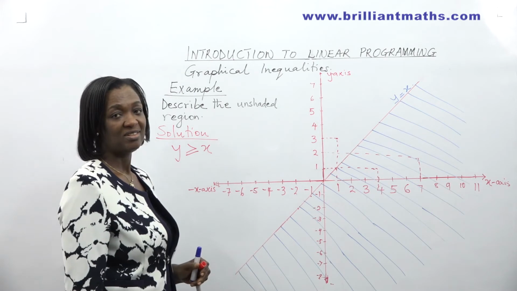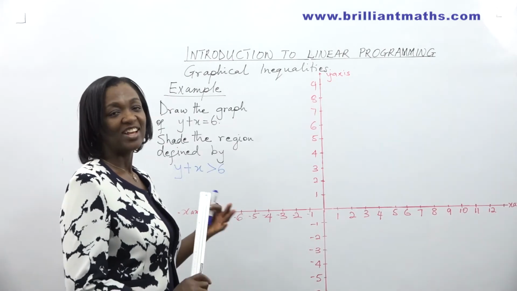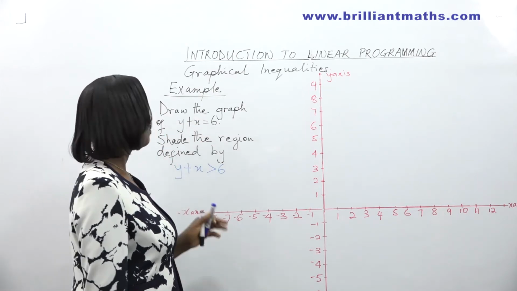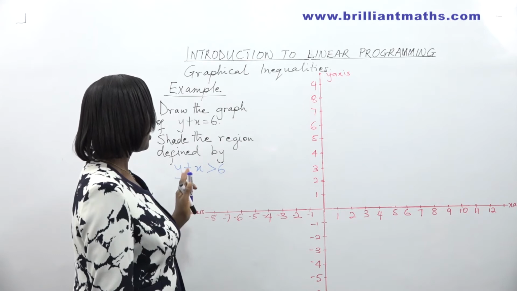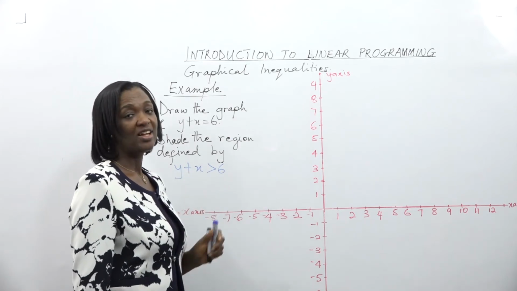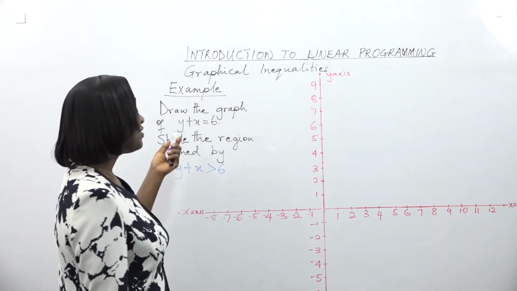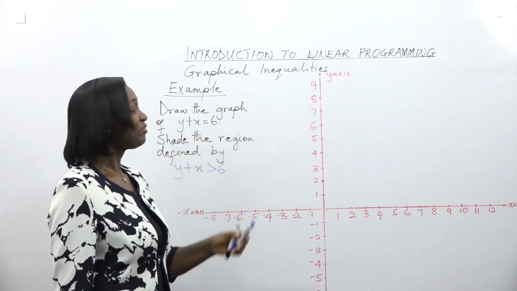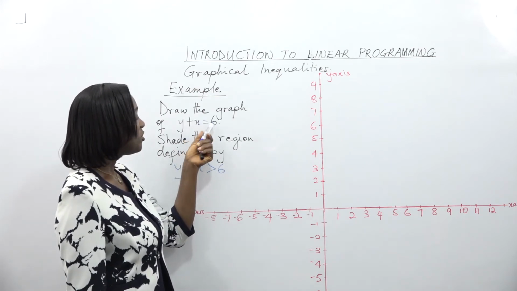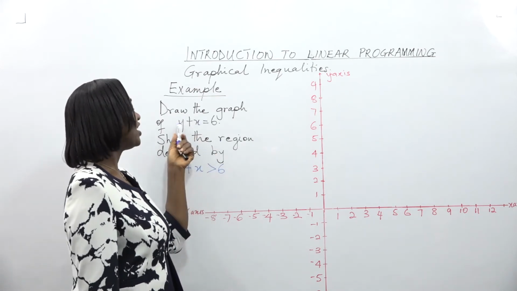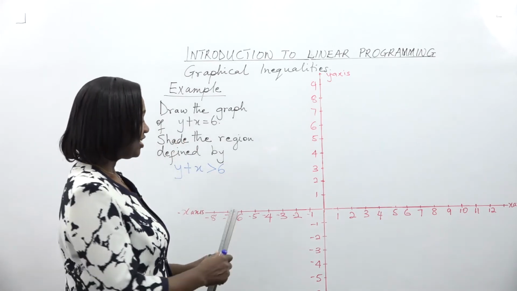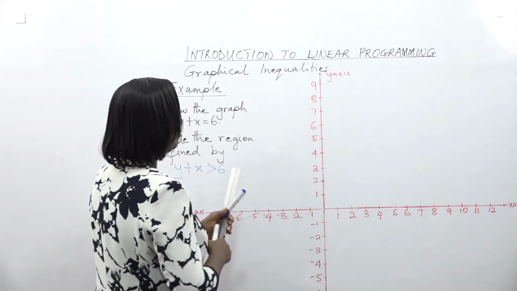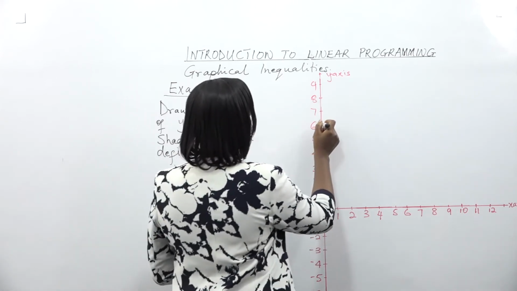That's very interesting. Let's see another one. Let's look at this example. Draw the graph of y plus x is equal to 6 and shade the region defined by y plus x is greater than 6. It's very easy to draw the graph of y plus x equals 6. Because when x is 0, y is 6. And when y is 0, x is 6. So we can easily plot those points on the graph. And we'll get our straight line.